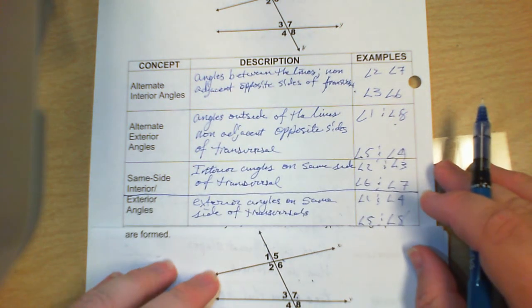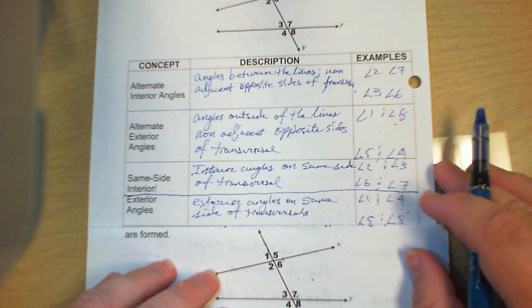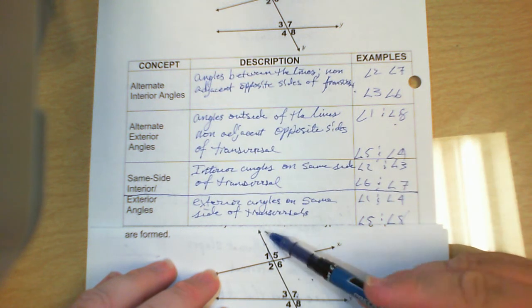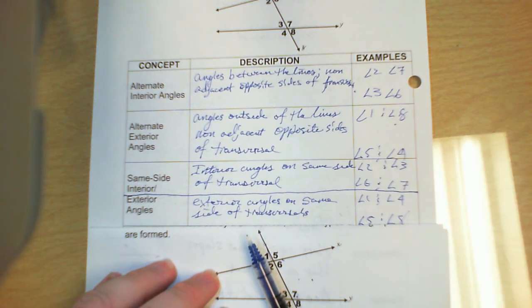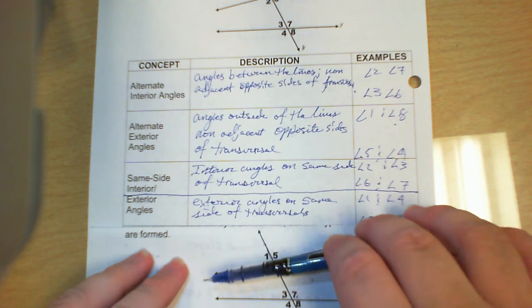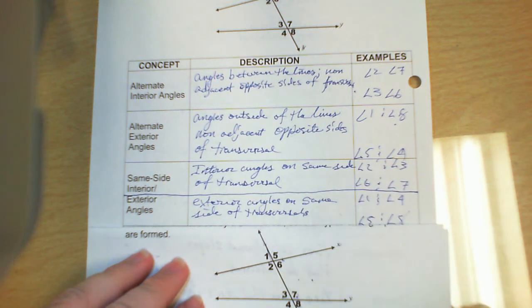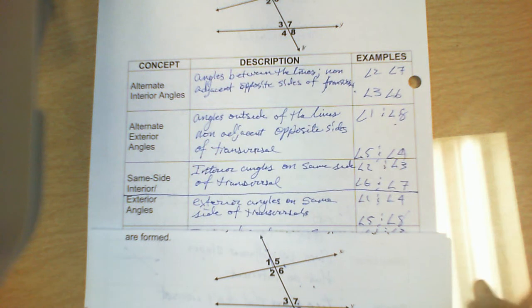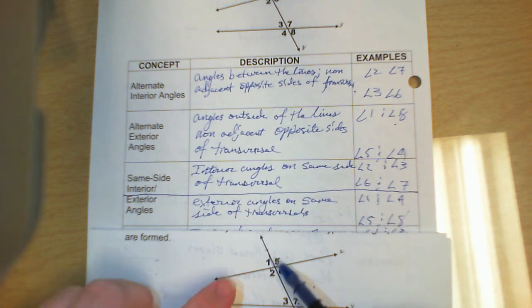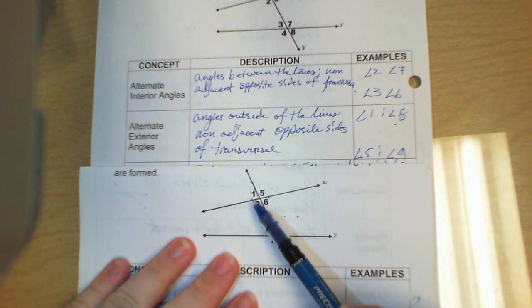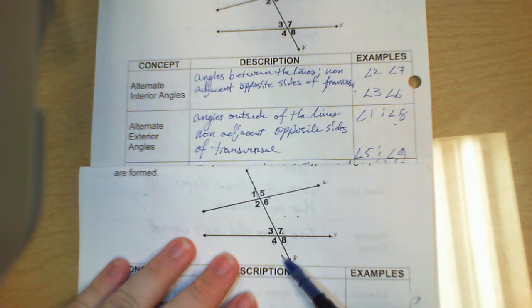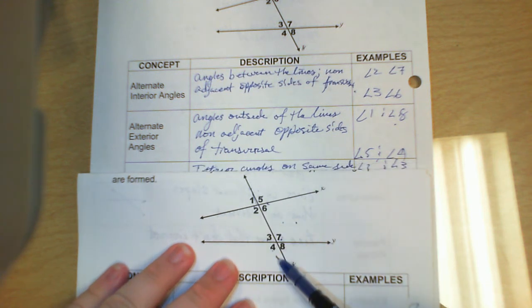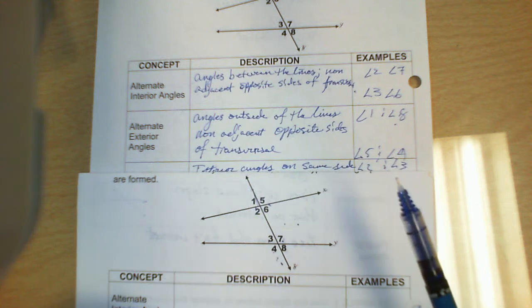Then, same side exterior, they're on the same side of this big transversal, but they're on the outside of the two lines. So exterior angles on the same side of the transversal. Okay? So for example, 1 and 4. So 1 and 4, if you look right here, are going to be on the outside and the same side of the transversal.